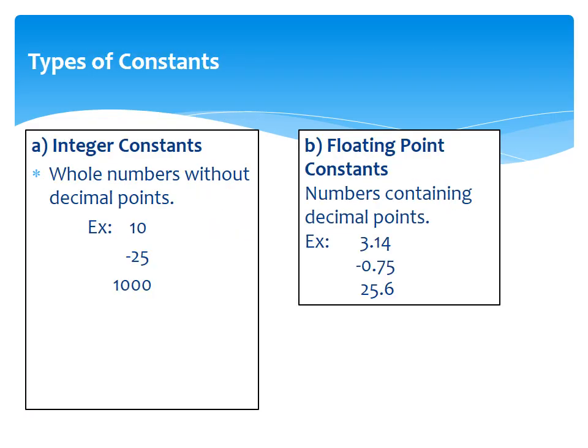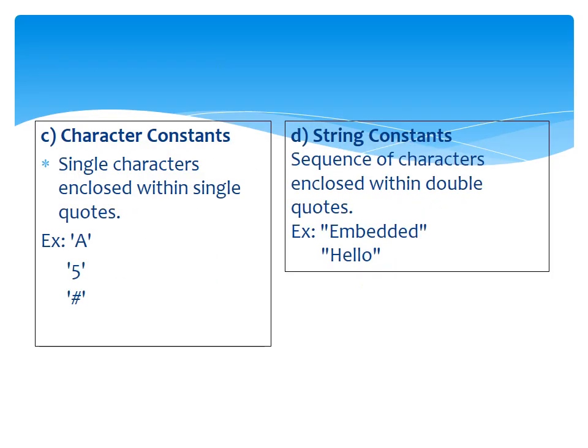So the types of constants are integer constants. They are whole numbers without any decimal points. You can see examples such as 10, minus 25, or any number without a decimal point. The second type of constant is the floating point constant, where you have decimal points, and some examples are 3.14, 0.75, 20.6.